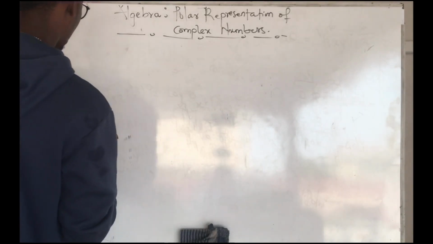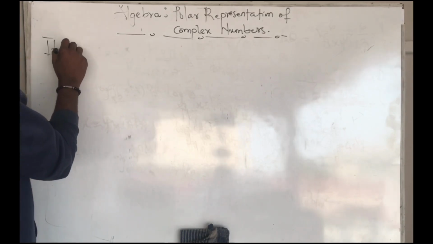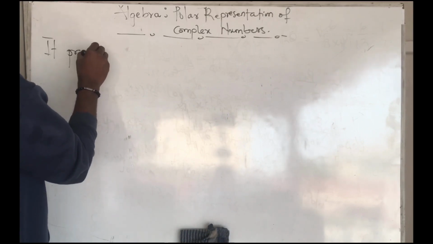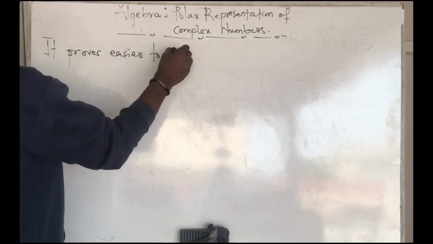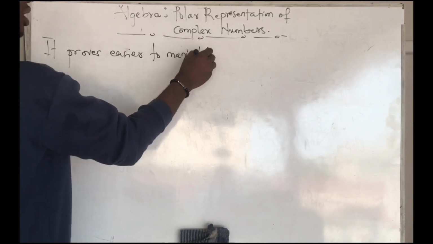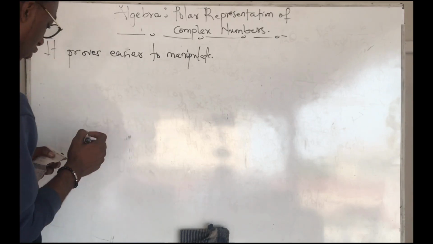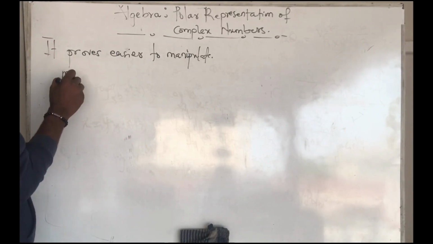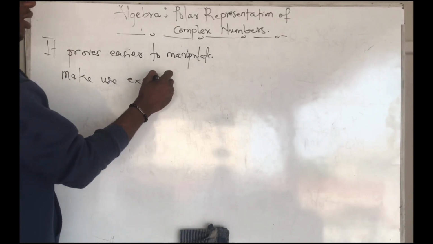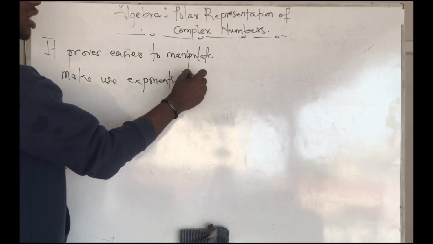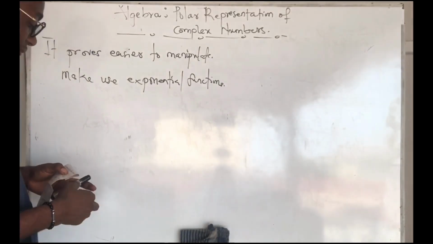Now, if you understand this, then how do we present a complex number in polar form? We are doing this because representing it in polar form proves easier to manipulate. And it means that in the polar representation of a complex number, we also make use of complex exponential functions.